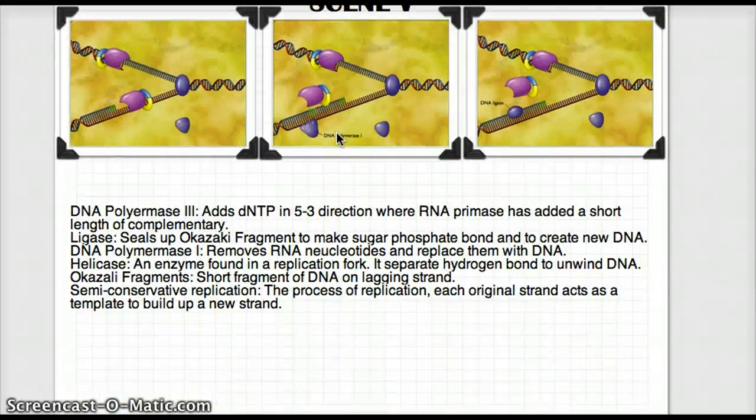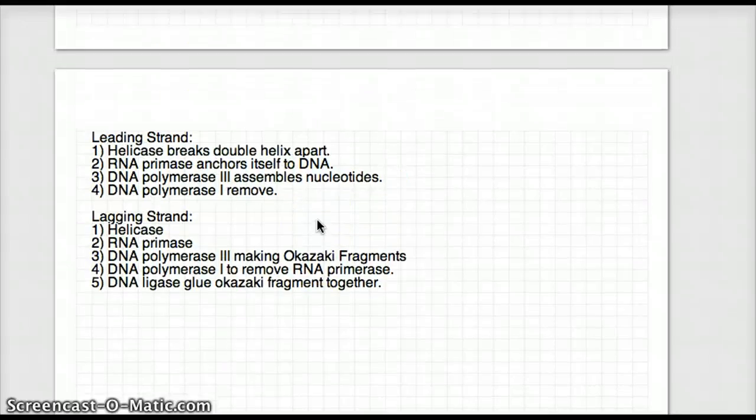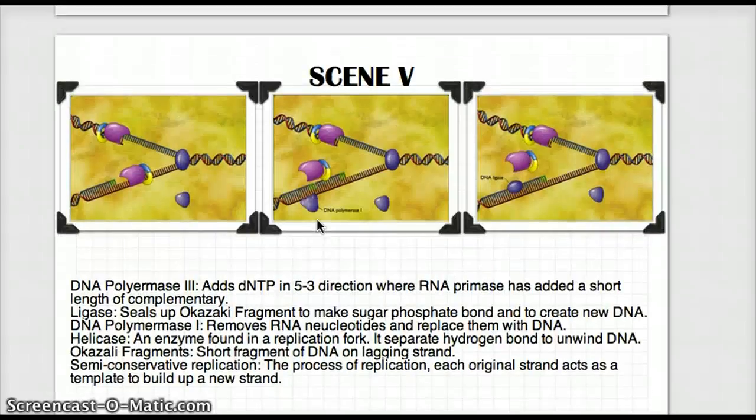Next, I'm going to talk about the leading strand and the lagging strand. So for the leading strand, the first step is that helicase breaks the double helix apart. And then second, the RNA primase anchors itself to the DNA. Third, DNA polymerase 3 assembles nucleotides.